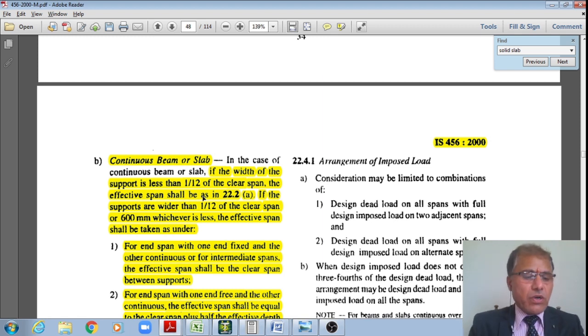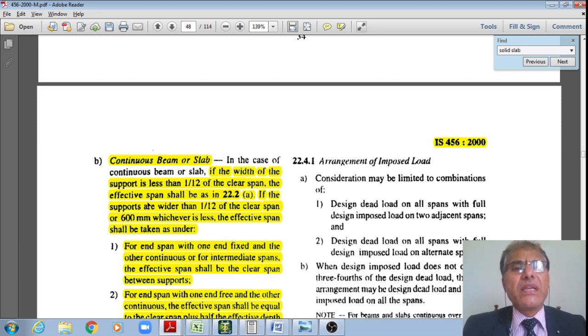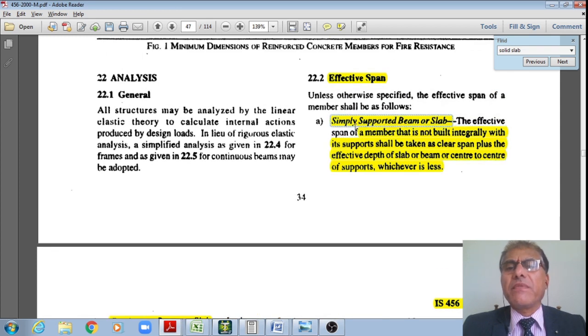However, here the clear span is equal to 4.54, student. Therefore 4.54 divided by 12, I do have 0.378. However, the width of the support, assuming 230 mm beams, is 230 mm. Therefore the 230 mm is less than this L by 12, that is 378. Hence the code says that the effective span shall be as per clause 22.2 (a) itself, meaning as per that of the simply supported beam only.